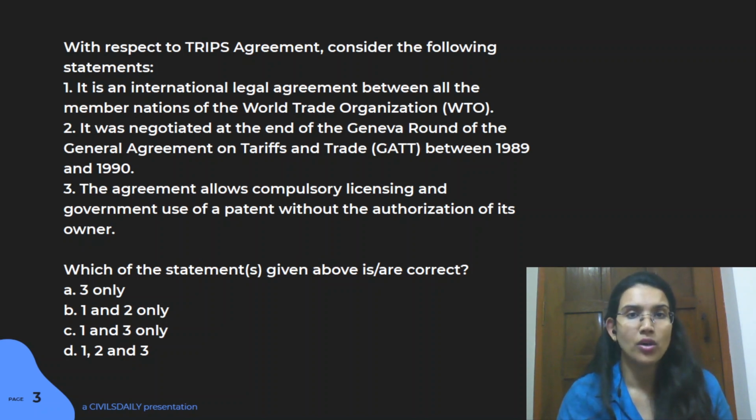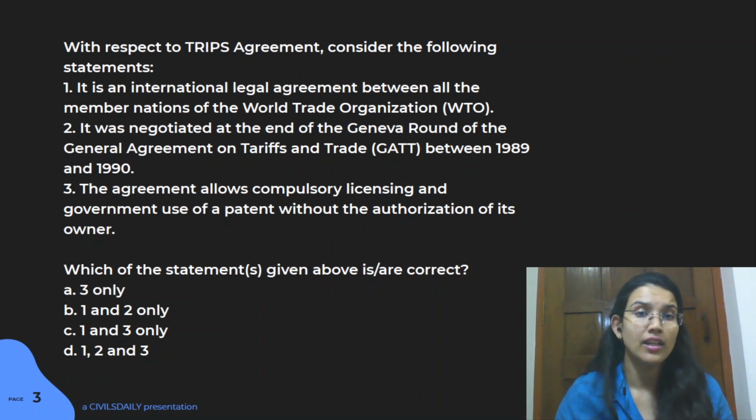Now, why is this important? Because this particular round is one of the key factors through which this organization has been developed and made into a proper organization. So statement 2 is wrong basically based upon some technicality. And statement 1, like I said, the first statement, it is an international level legal agreement between all the nations. So this is right. The third statement is also right.